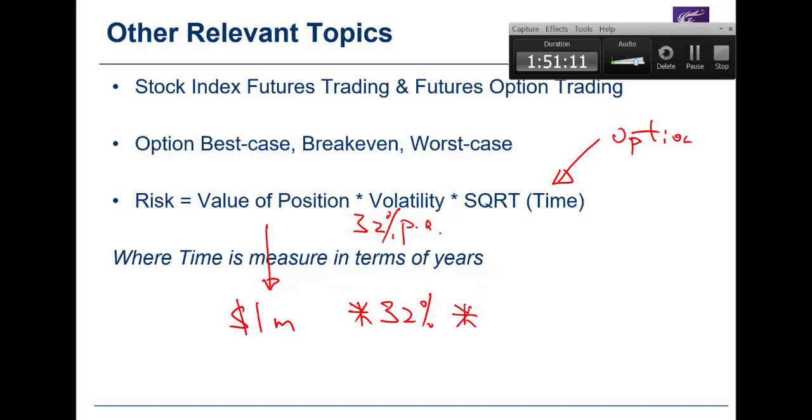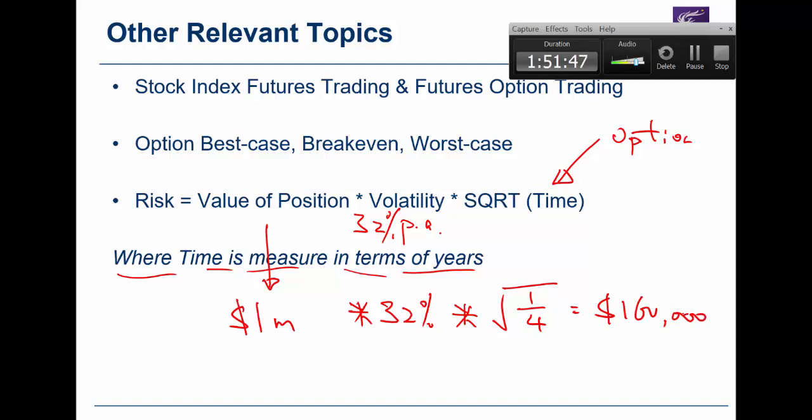And what you do is you multiply by the square root of time. Now, I say here time is always measured in terms of years. So 3 months is actually 1/4 of a year. That would be 1 million times the square root of a quarter, which is a half. So you are running a 16% risk, which is $160,000.